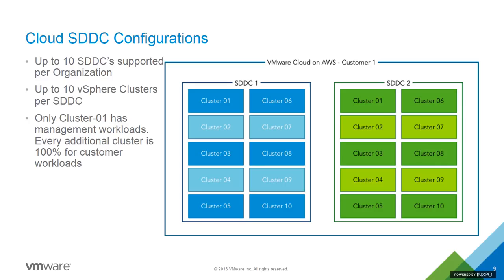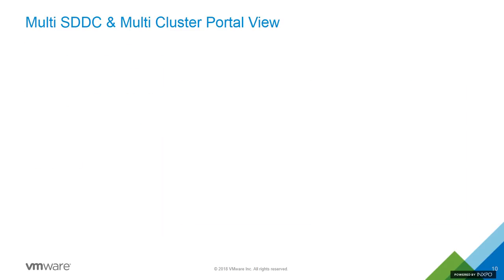The great thing about the organization or the hierarchy of VMware Cloud on AWS is you can have multiple SDDCs within your account. As you can see here, if you needed more hosts, you could also spin up an additional SDDC. You can do 10 SDDCs per logical grouping, or logical account, called an organization.